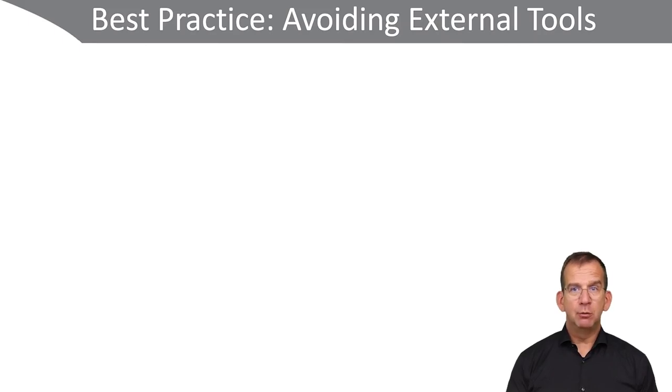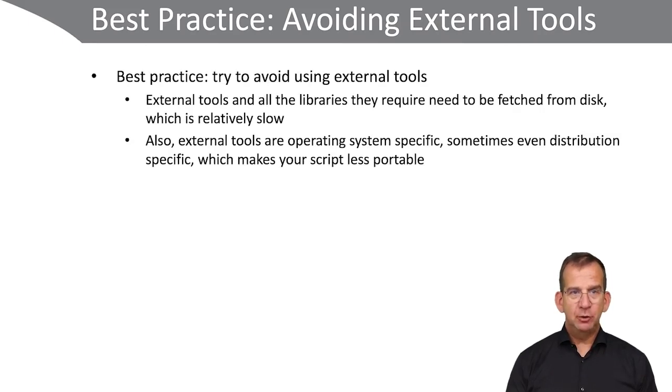So in the previous couple of videos you have learned about essential tools that can be used in shell scripts. And many of these tools were external utilities. Now before we continue and start finally to focus on the shell script itself, a few words about external tools and performance. The best practice really is to avoid external tools. And why is that? Well, that is because external tools and all the libraries they require need to be fetched from disk. And fetching them from disk is relatively slow. And also external tools are operating system specific, sometimes even distribution specific, and that makes your script less portable.